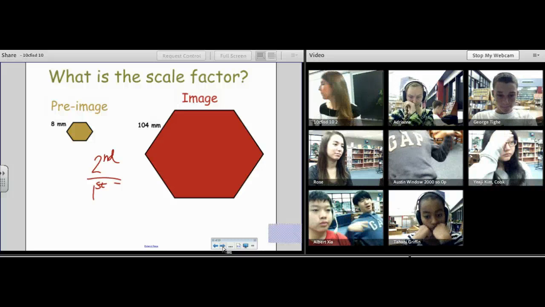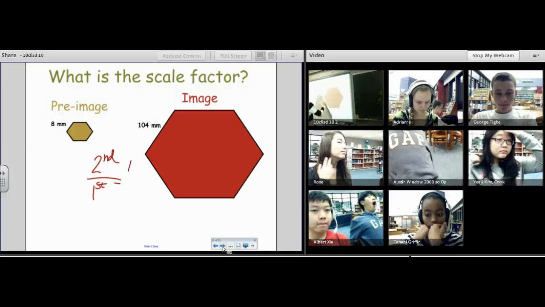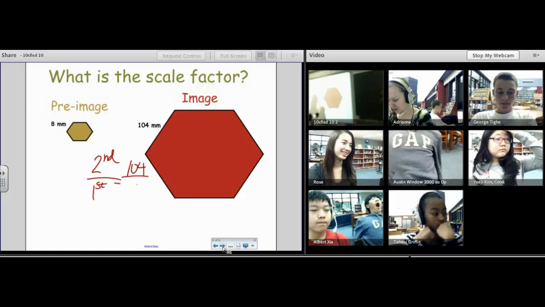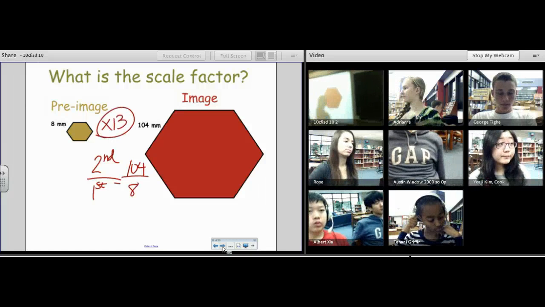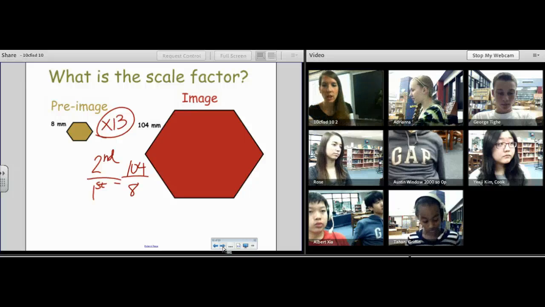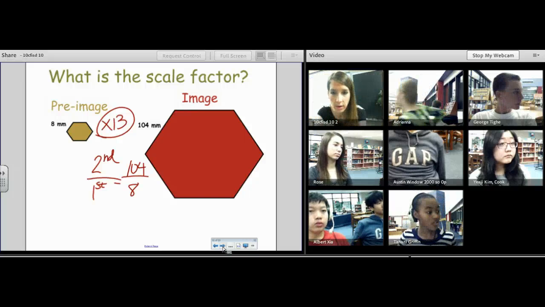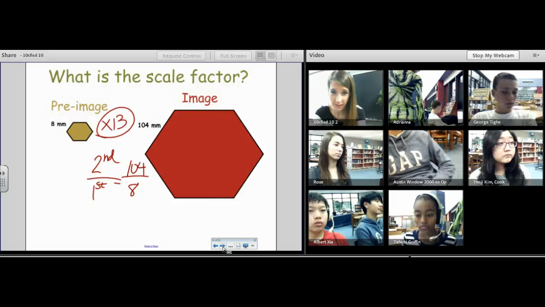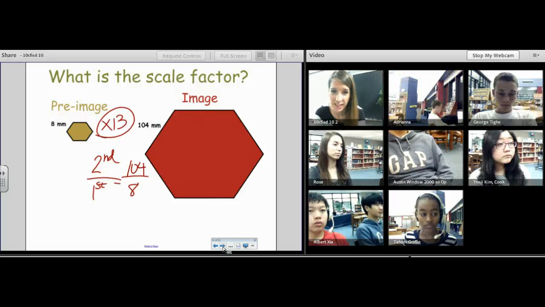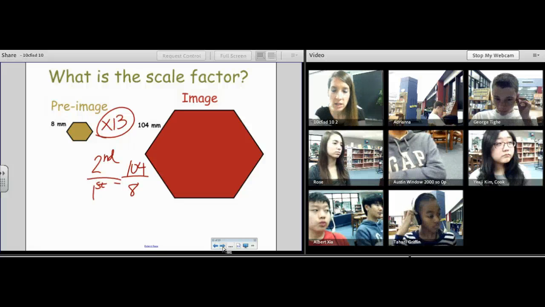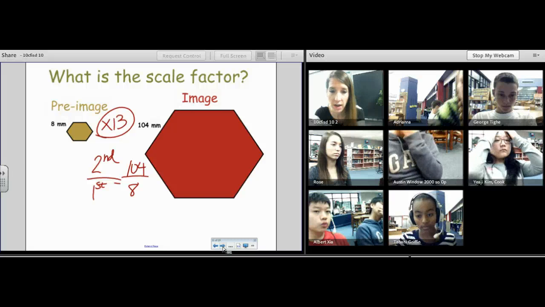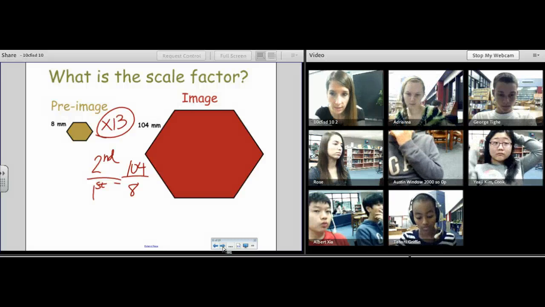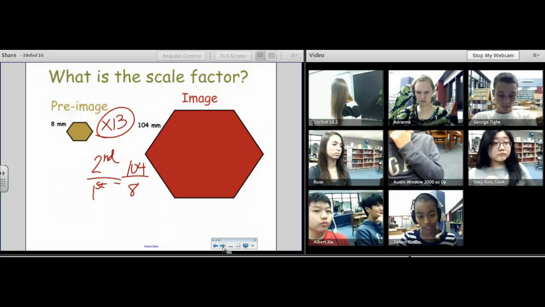There you go. So the way we come up with our scale factor is we put the second over the first, and that means that that red hexagon is 13 times bigger than the gold one. I don't think it's drawn to scale, but we can use our imagination, okay? So you do the second divided by the first, and that will get you the scale factor. If you wanted to check your answer, you would do 8 times 13, and you should get 104.